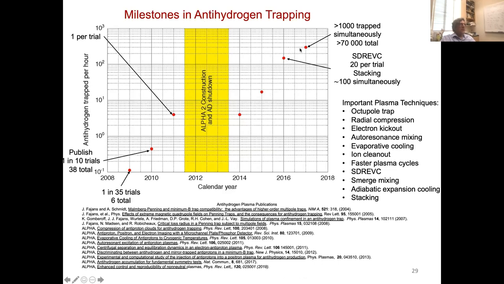Okay, this is showing that we've done really well in trapping. This must be something I showed to a funding officer. When you want to get more money, you put plots like this together, show how well you're doing, and ask for a little more money.